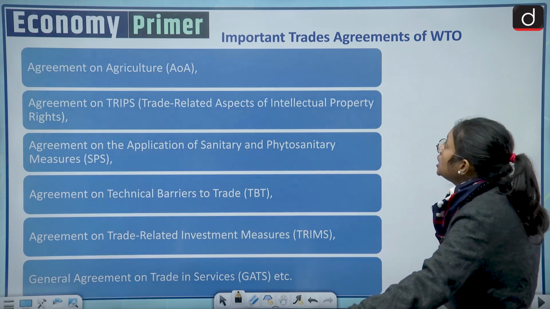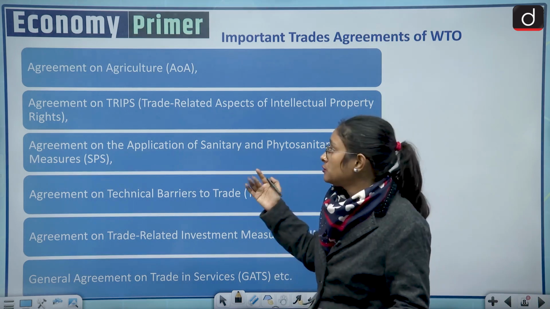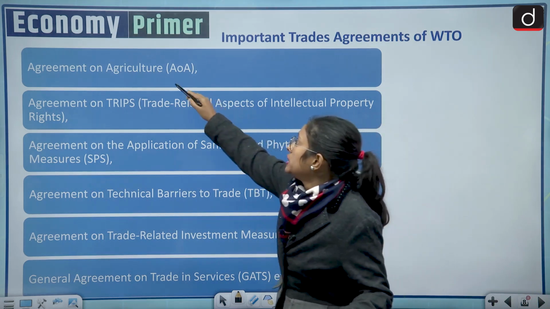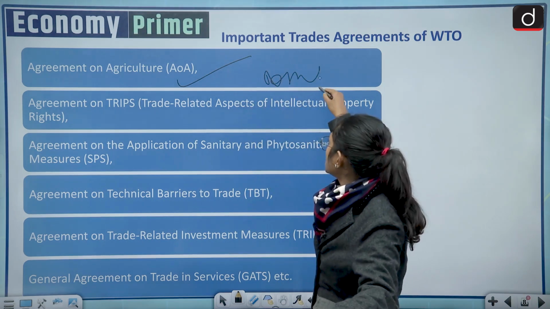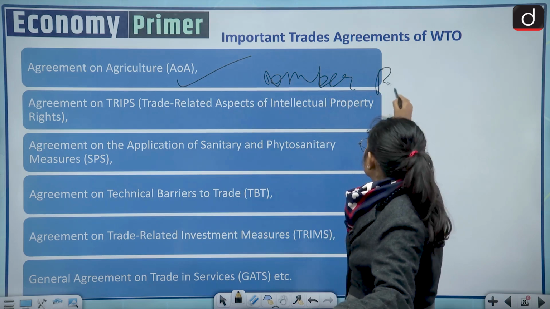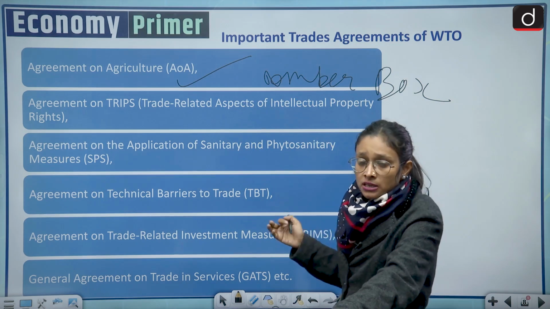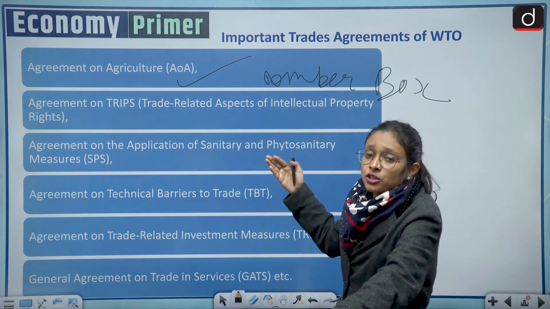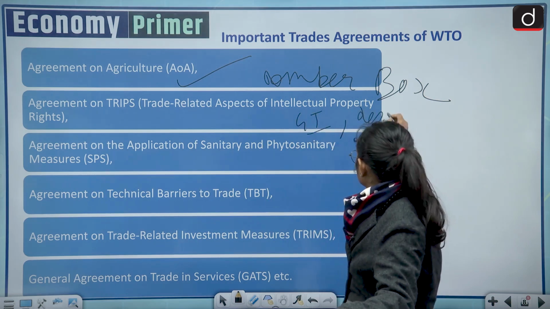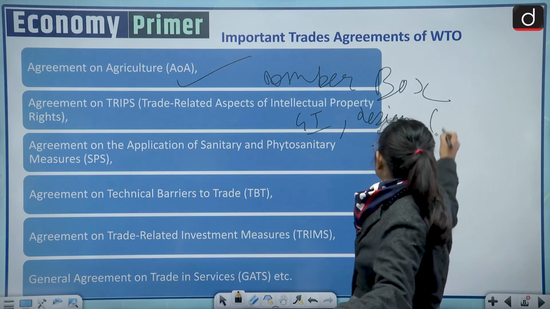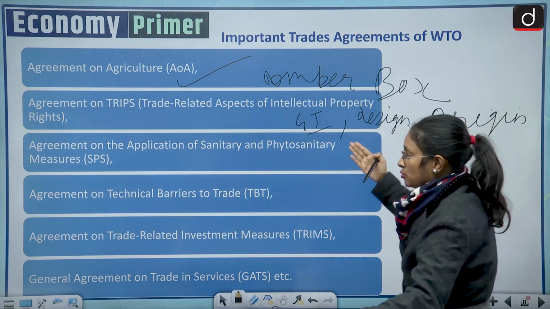Moving to the next slide, important trade agreements of the WTO. There are so many agreements, but these are the important ones. Agreement on agriculture: they have a few criteria for boxes. We have the amber box, green box. So these are criteria for the agreement on agriculture. Then we have the TRIPS agreement. Here also there are certain criteria for patent rights, GI (geographical indication), design, origin. So these are the different criteria for intellectual property rights.